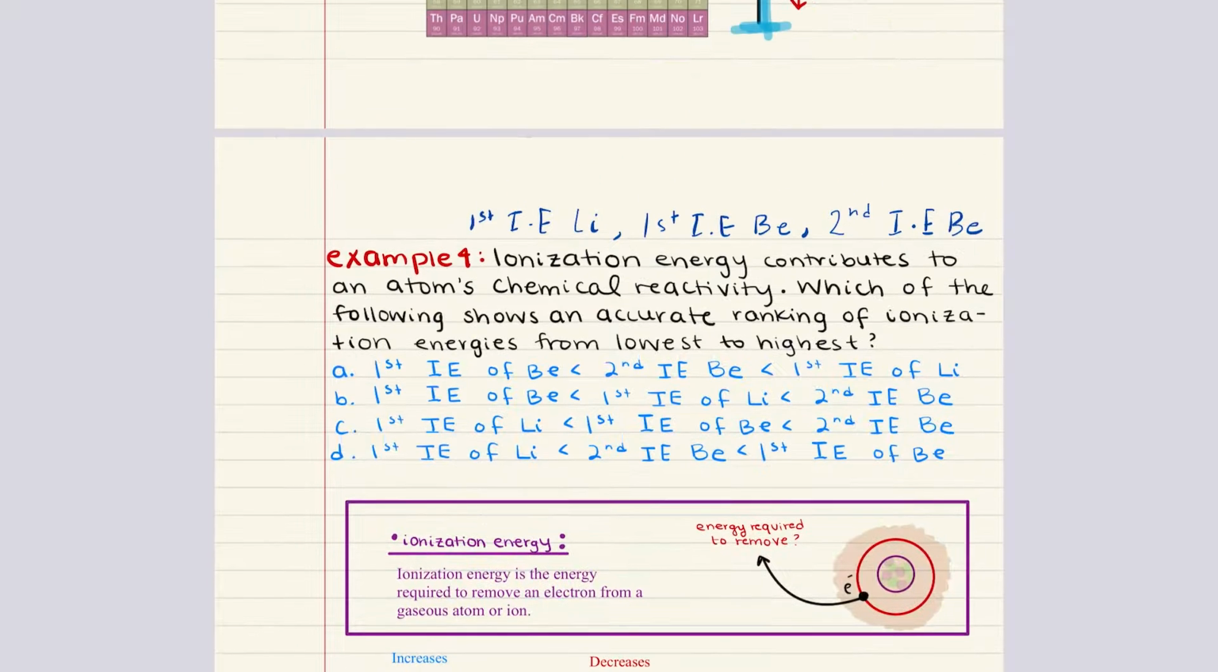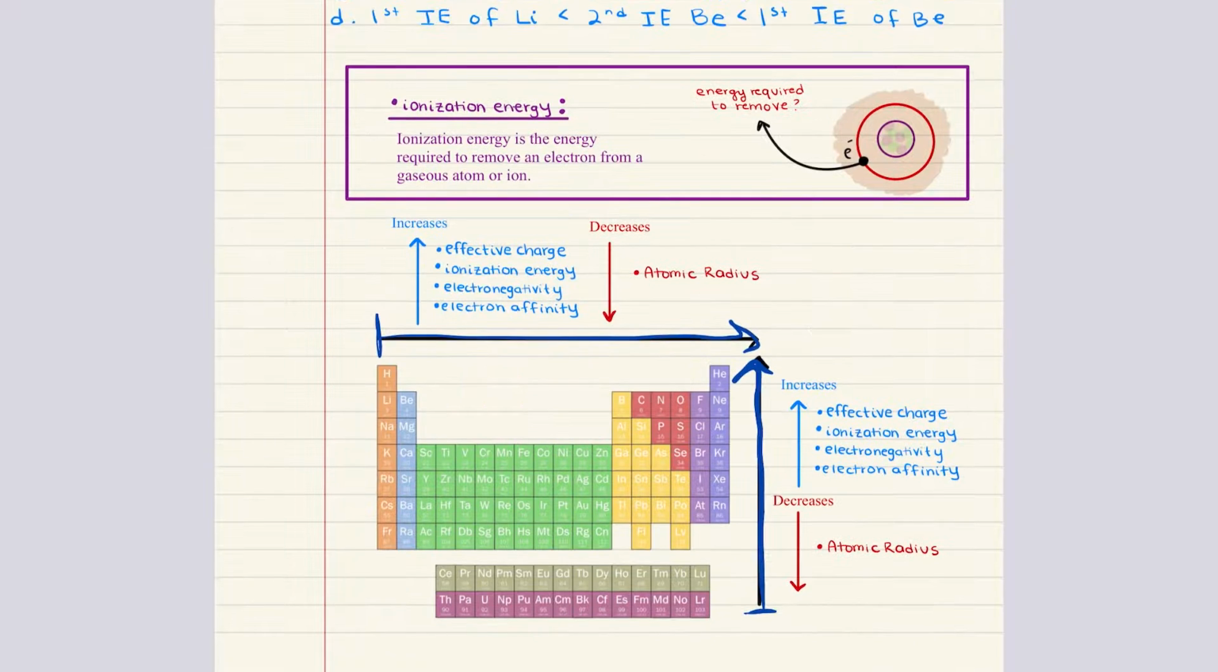Examining the 3 things that we need to rank, first ionization energy of lithium, first ionization energy of beryllium, and second ionization energy of beryllium, let's start to think about this. Lithium is right here. It is in group 1, period 2, while beryllium is in group 2, period 2. Now, the first ionization energy of an element is really influenced by the effective nuclear charge. This is the net positive charge that's experienced by that electron in the outer shell. And it's also influenced by the distance of the electron from the nucleus.